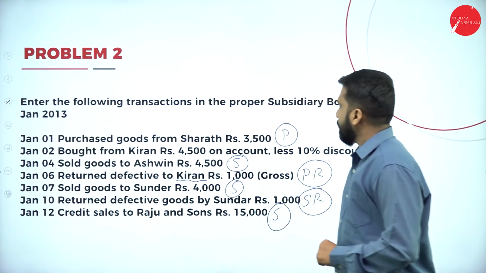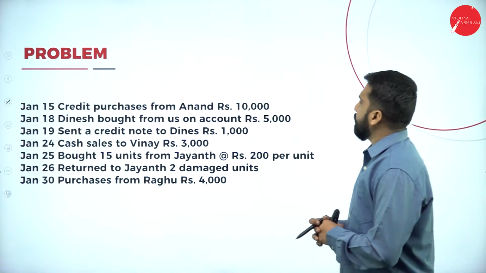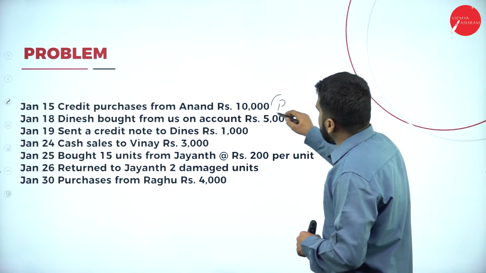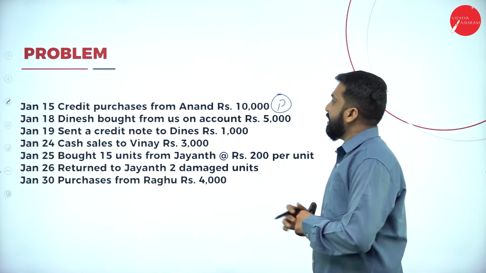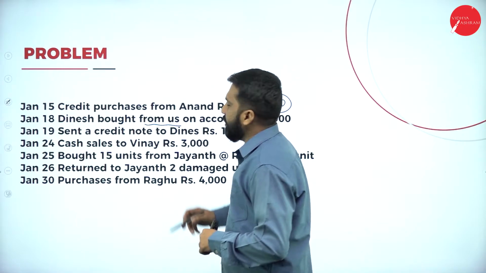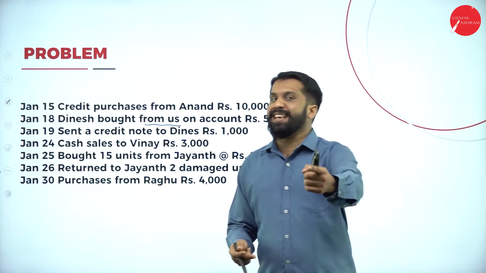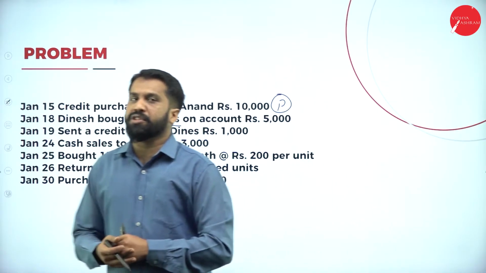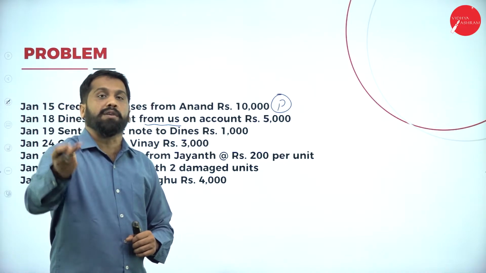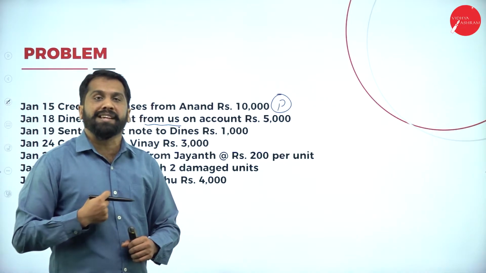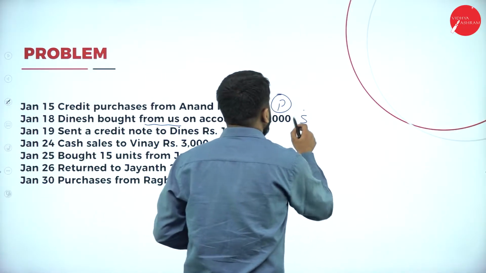Now, next, credit purchases from Anand. So it is what? Purchase. Dinesh bought from us on account of. See, this is very important. Dinesh bought from us means for us it is what? Sales. Remember, it is not purchases. Now, Dinesh is third person. He bought from us means what we did? We did sales. So, this is nothing but sales.